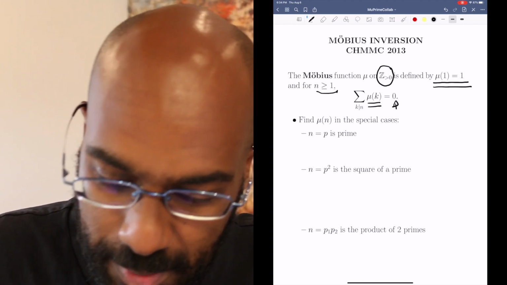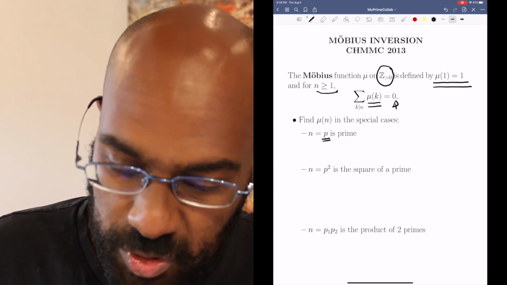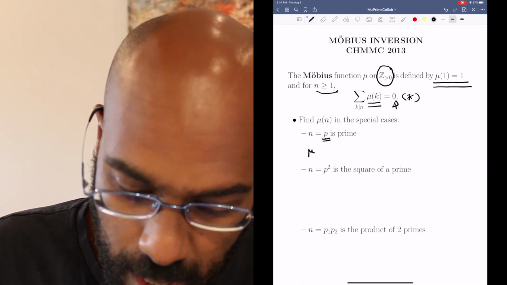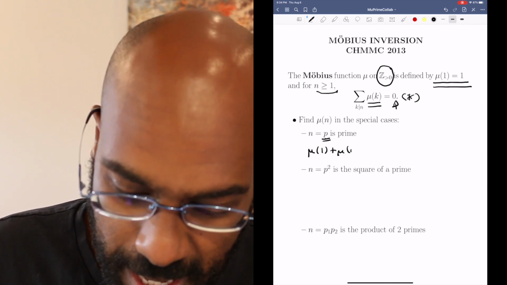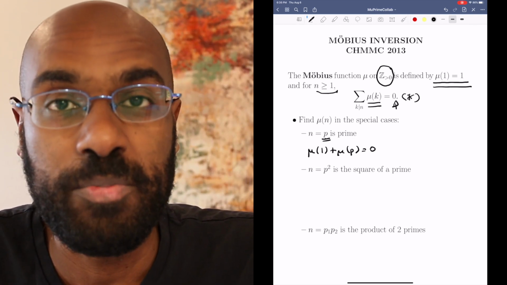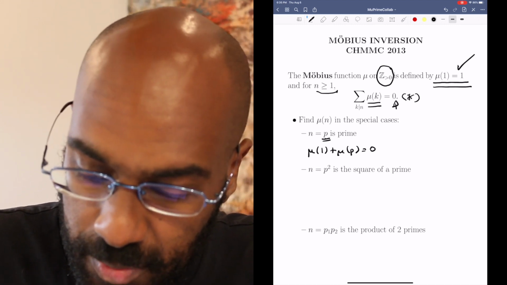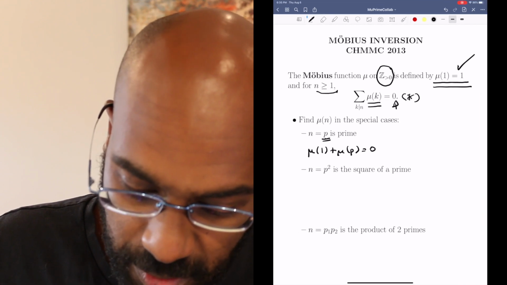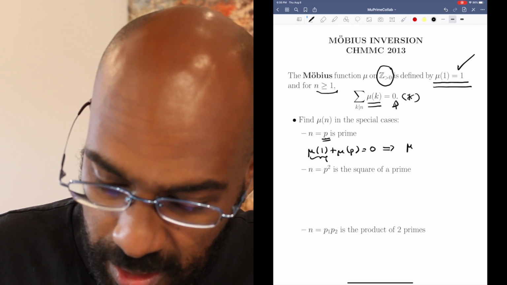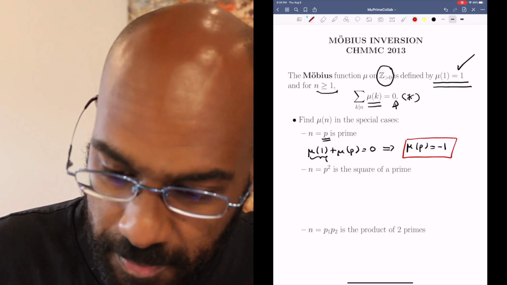So let's start with a prime number. Okay, so what is mu applied to a prime number? So according to this recursive formula here, mu of 1 plus mu of the prime p is going to be 0 because the only factors of p when p is prime are 1 and p itself. Now we already have that mu of 1 is 1, so this value here is actually a 1. And so that tells us then that mu of a prime is negative 1. So we'll keep that at our disposal right there.